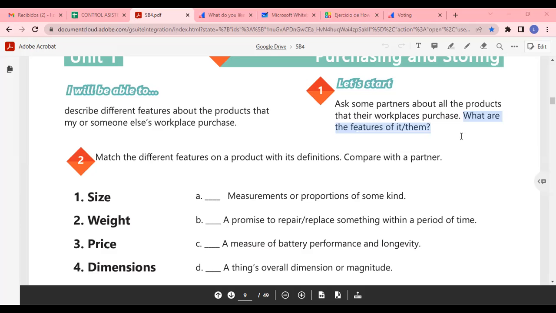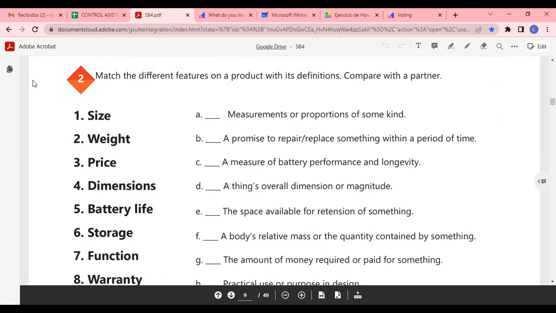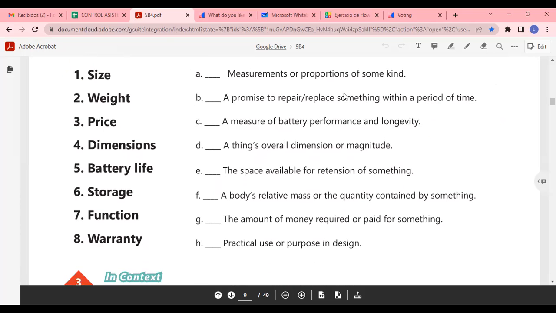Okay, so these are some features, right? And thank you for sharing with me and thank you for doing the activity. Now let's move on and continue with this one. And in here, as you can see, we have this activity number 2. It says match the different features on a product with its definition, compared with a partner, but we are going to do it here. So let's go with the first one, okay? Number 1 is size. Letter D. Okay, let me write it for you.